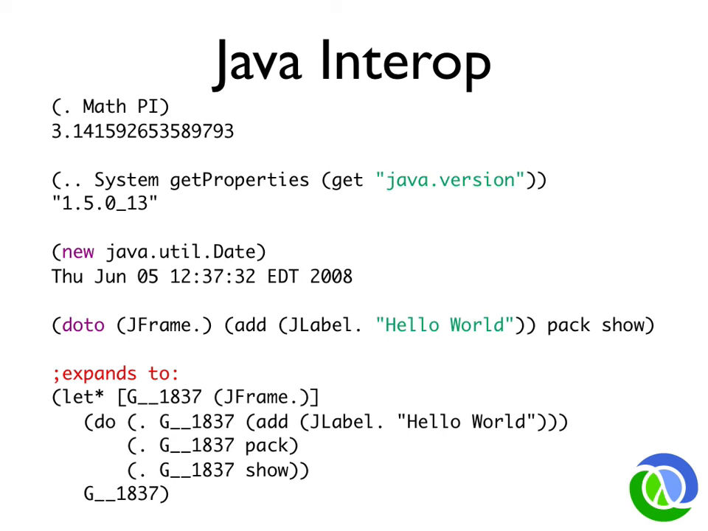So let some identifier be a new JFrame, then do, because we want to do a bunch of steps. This is the way you make a block of expressions for side effects, because these are all side effects, right? Adding something to the frame, packing it, and showing it. So do these things, again, that's that first syntax. Dot the thing, instance call. Dot the thing pack, dot the thing show. I didn't have to say dot the thing over and over and over again. Finally, return the thing. This is what you have to write in Java. This is what you have to write in Clojure, and it writes this for you. There's lots of other stuff like this.